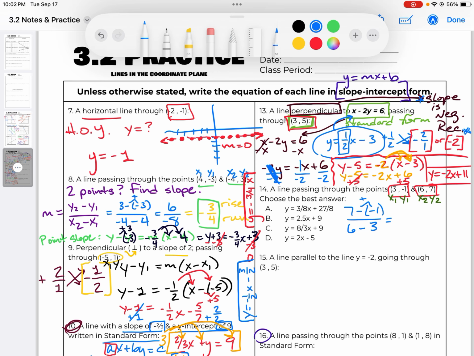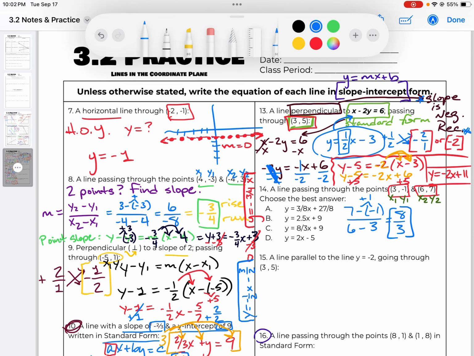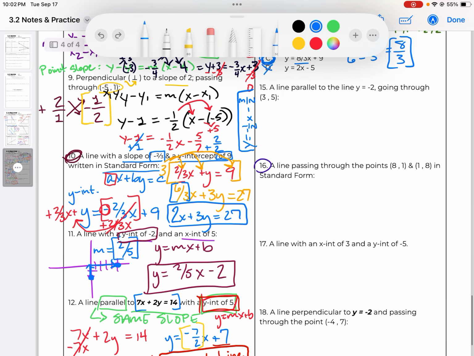Whenever you're subtracting a negative, it's just like you're adding. So 7 plus 1 equals 8. 6 minus 3 equals 3. So I know that the slope of my answer is 8 over 3. Do any of these answer choices have that slope? Well, A doesn't, B doesn't, C does, D does not. So the answer must be C. All right, almost finished. Stick with me.